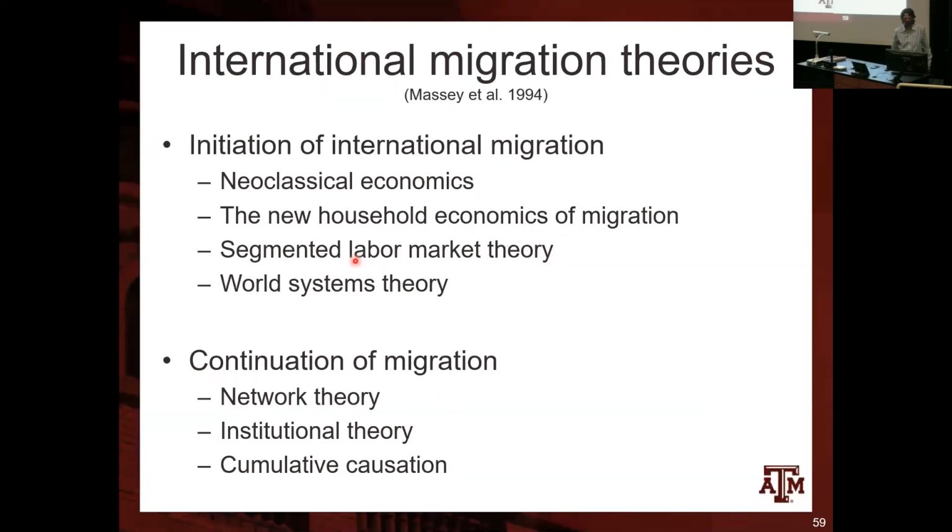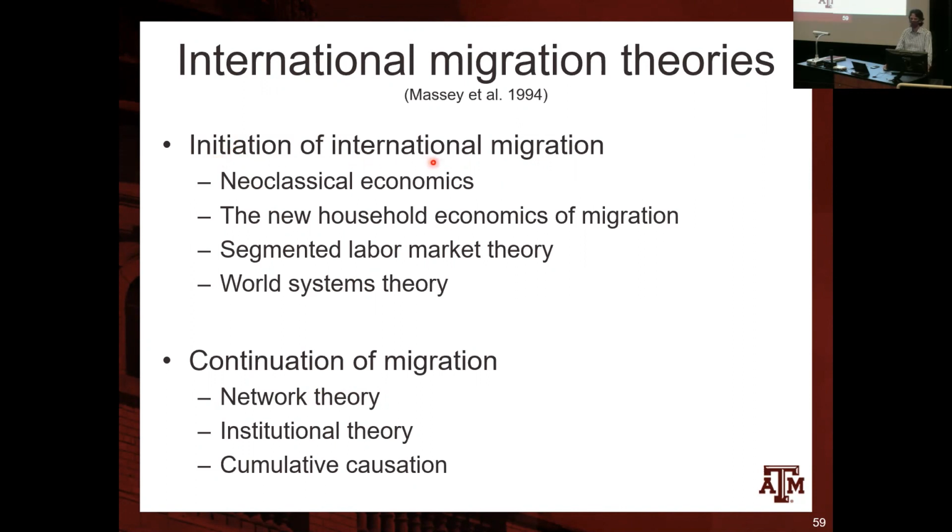And now, international migration theories. Here I'm getting this from Douglas Massey, the professor that I just mentioned before from Princeton. This is a 1994 paper in which he pretty much summarizes all these different migration theories related to international population flows. And he divides them in two: initiation of international migration and continuation of migration.